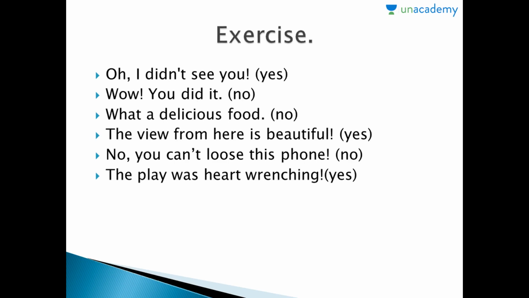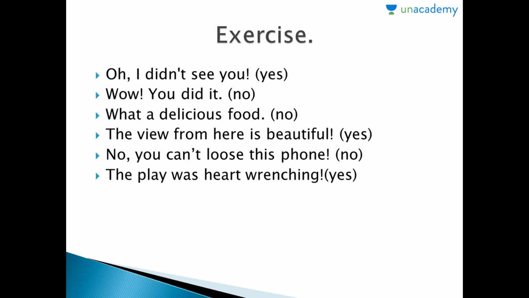You have to tell me if these sentences are exclamatory sentences or not. First one, oh, I didn't see you! Starts with a capital letter, ends with an exclamation mark. Yes, it's perfectly correct. The second one, wow, you did it! It's not an exclamatory sentence here because after wow we have an exclamation mark. We saw that it's a rule that never put an exclamation mark in the middle. Always save it for the end.